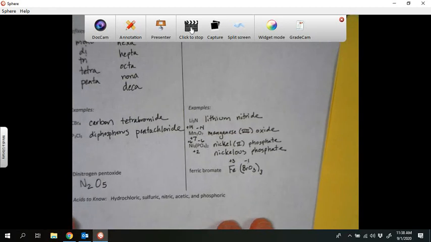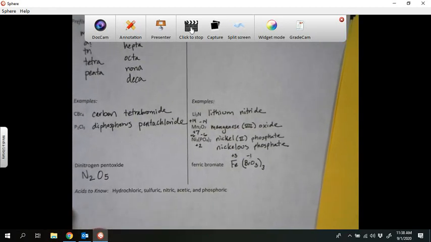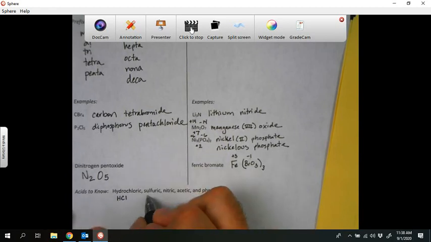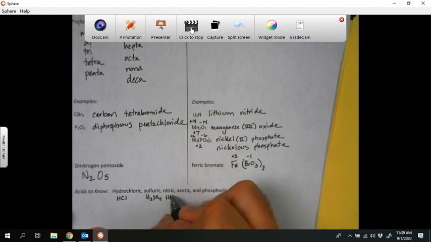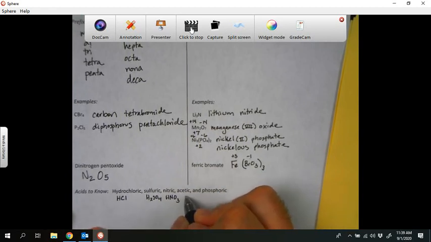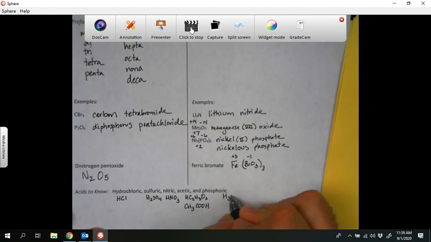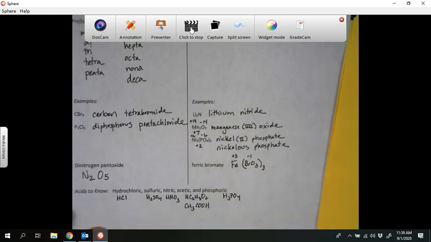The last thing are acids. And we're going to go over acids more in depth, but these are the more common ones that we're going to see. And these we just have to know for right now. Hydrochloric is HCl. Sulfuric is H2SO4. Nitric is HNO3. Acetic can be written in a couple different ways. HC2H3O2, or you might see it as CH3COOH, and phosphoric is H3PO4. So you should try to work on the example problems or the problems that are on the next page in your packet.